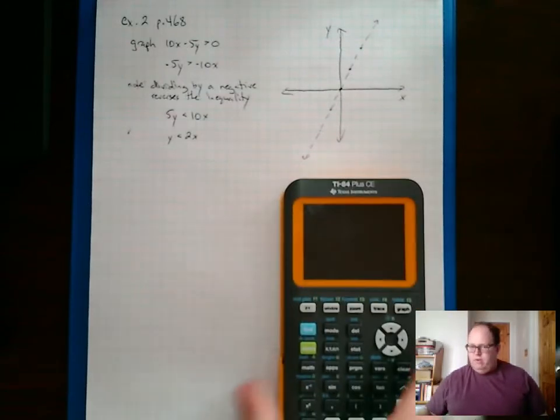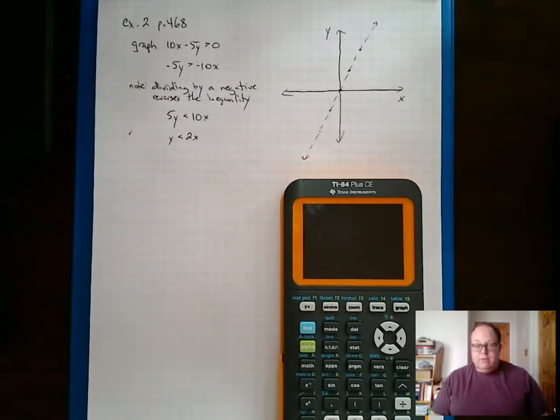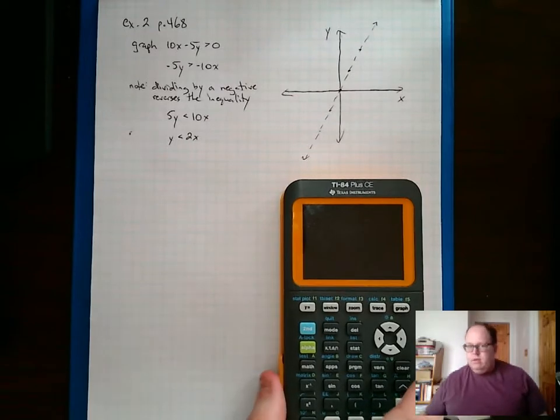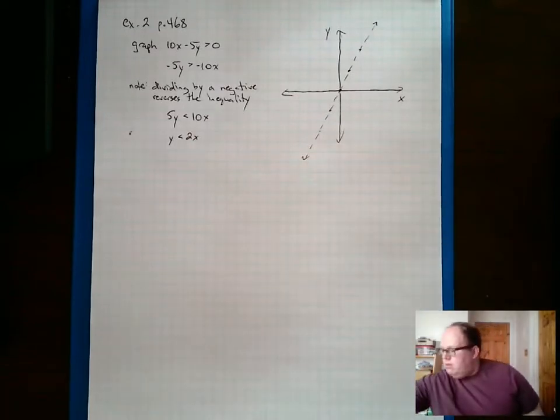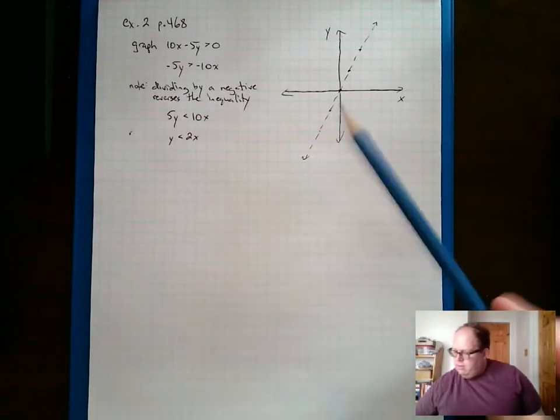I have lost focus again. That's really handy. Okay. So, if I want y to be less than 2x, then I'm interested in everything below the line.